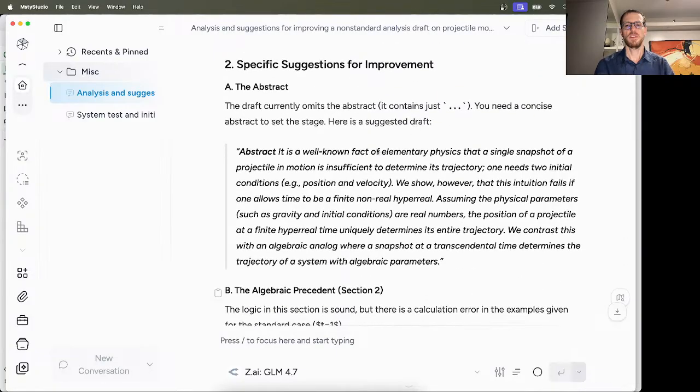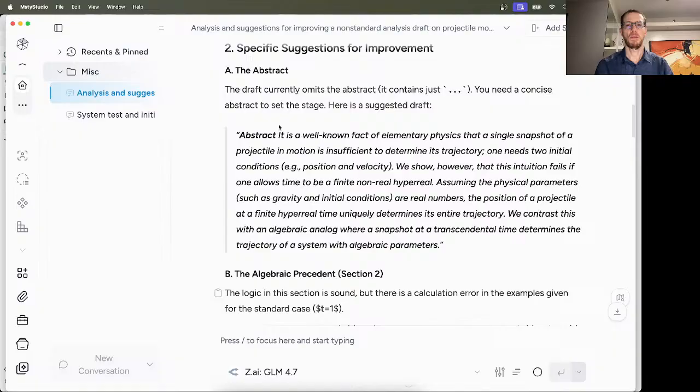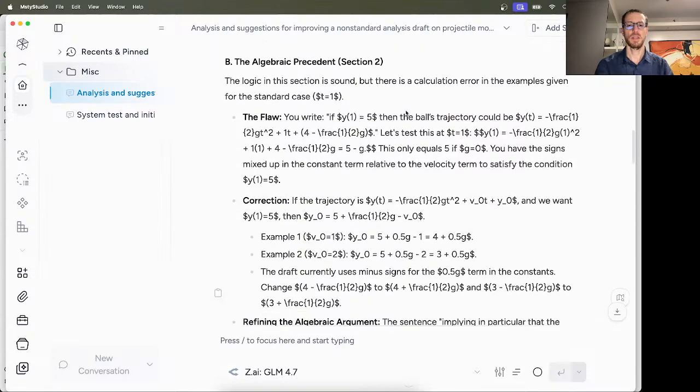Specific suggestions for improvement, the abstract. The draft currently omits the abstract. Yeah, of course. No. I will completely ignore the AI's recommended abstract. I'm going to write that myself.